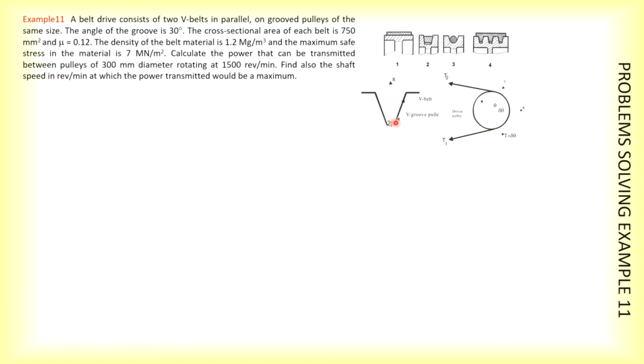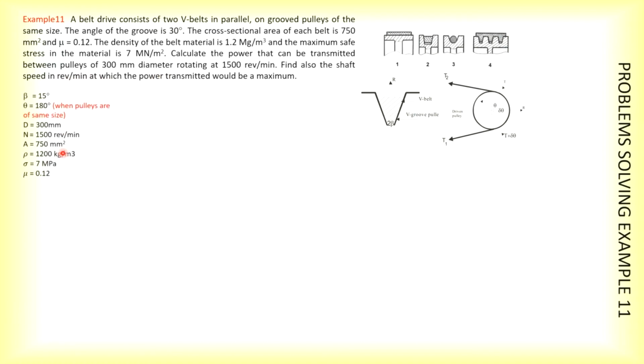So if beta is half of this, they have given 30 degrees based on 2 beta. Therefore, beta is 15 degrees. Okay? So we just solve the problem in the usual way.